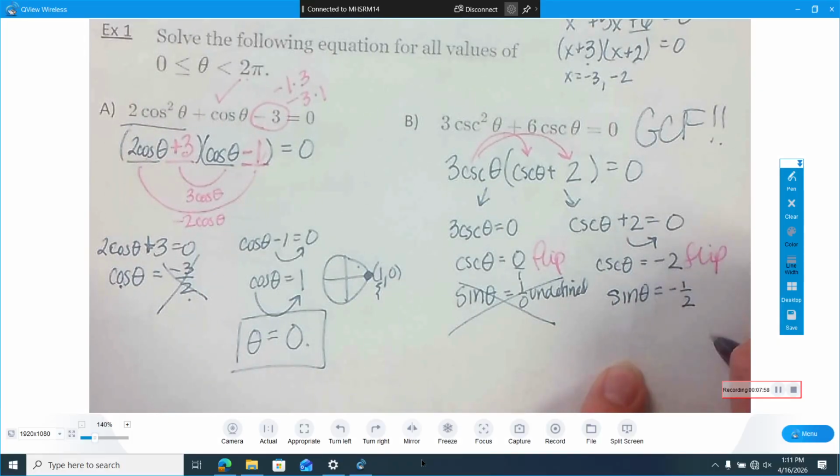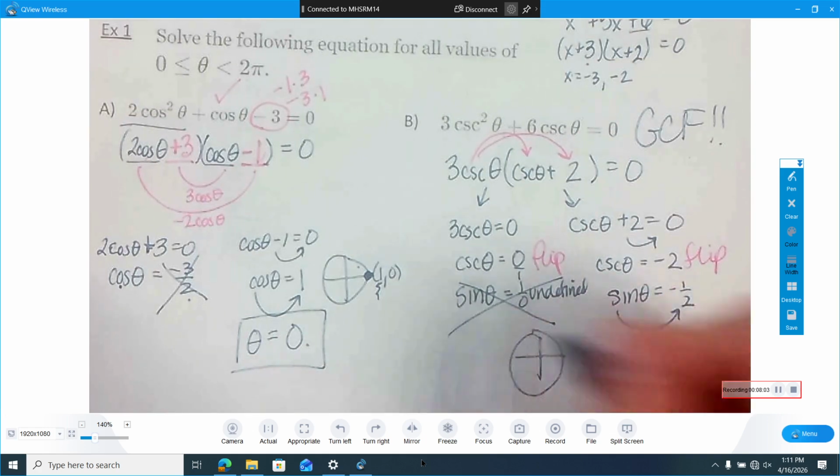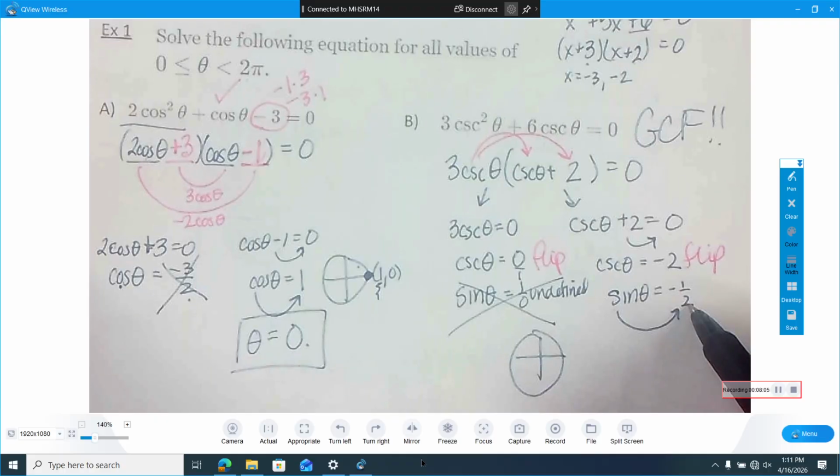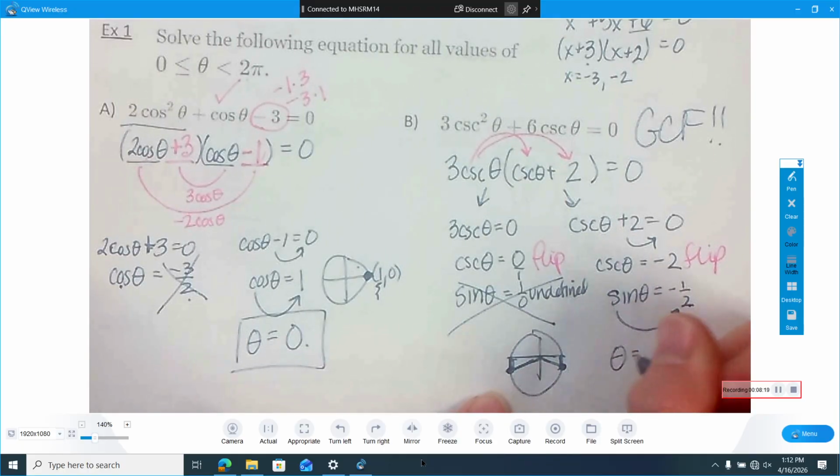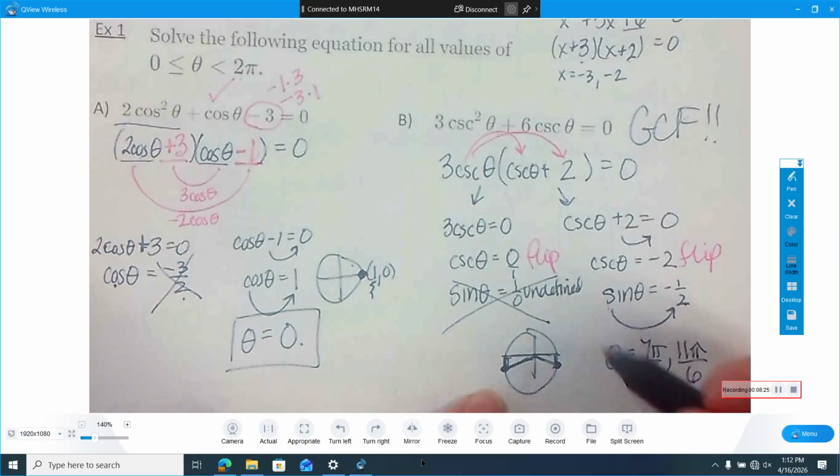Over here, I'm going to go to my unit circle and say, hey, on my unit circle, where are the sine values equal to -1/2? Good, yeah, those are the little short sine 6 right there. So 7 pi over 6 and 11 pi over 6. Very good.